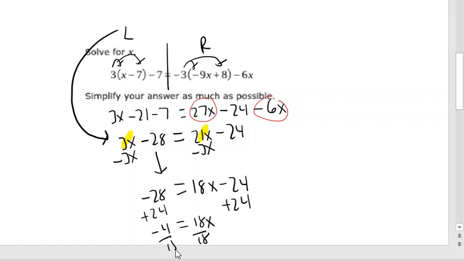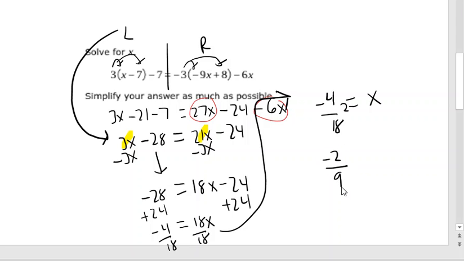Then we divide by 18. I'm going to go ahead and write this up here. So negative 4 divided by 18 equals x, but we need to simplify the answer as much as possible. So 2 goes into negative 4, negative 2 times. 2 goes into 18, 9 times. So x equals negative 2/9. That would be your solution for that one.